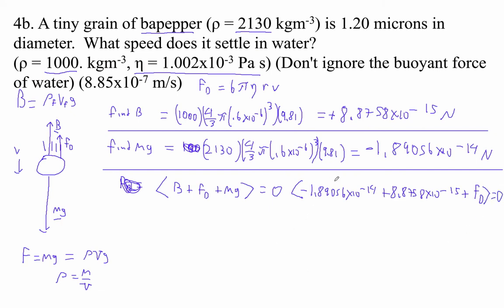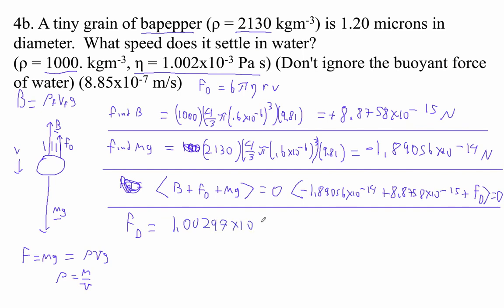Okay, so ultimately I'm going to end up subtracting these numbers. So this guy minus this guy. So the Stokes force is 1.00297 times 10 to the minus 14th newtons, right? And now we're almost there, right? So I can set that equal to this.